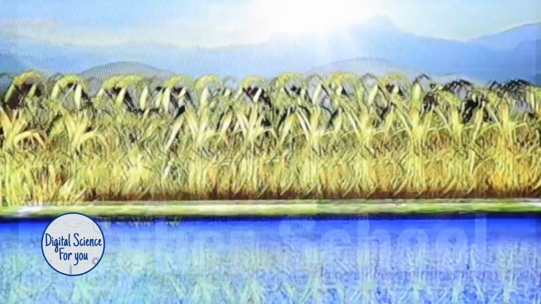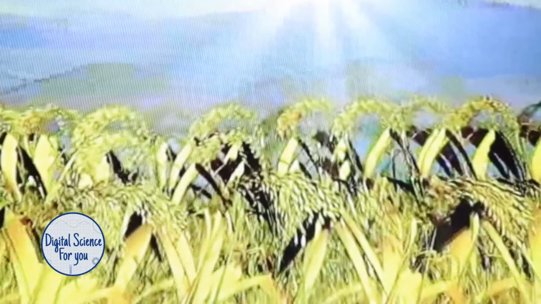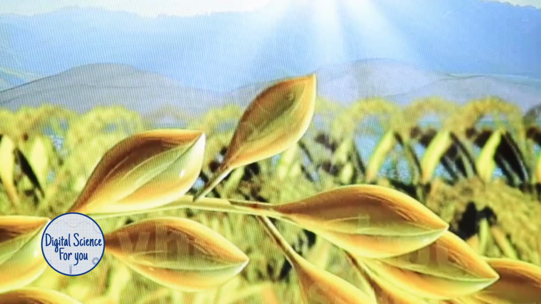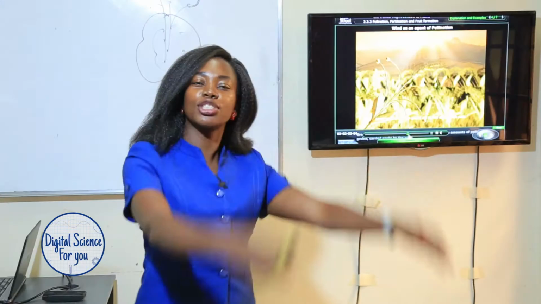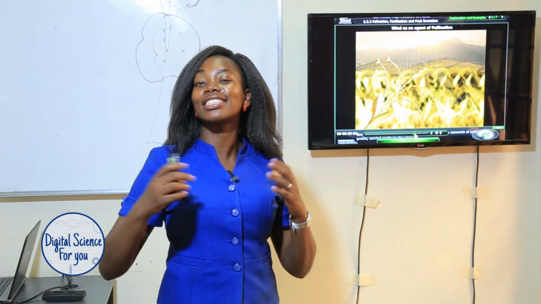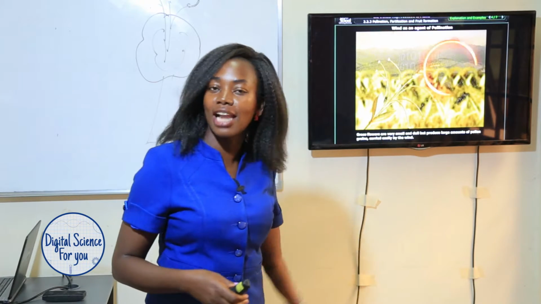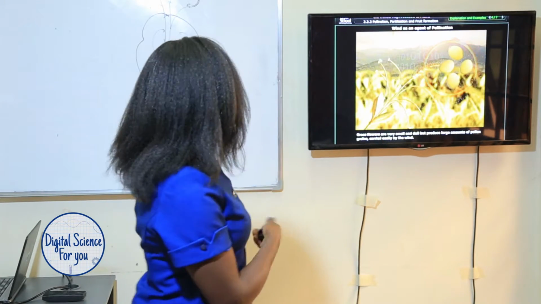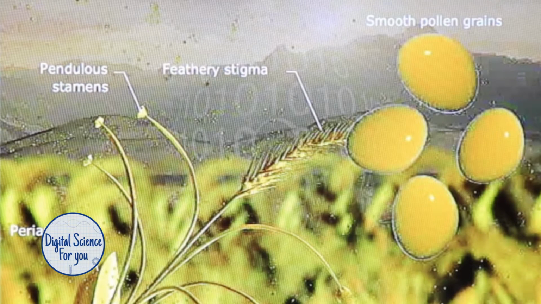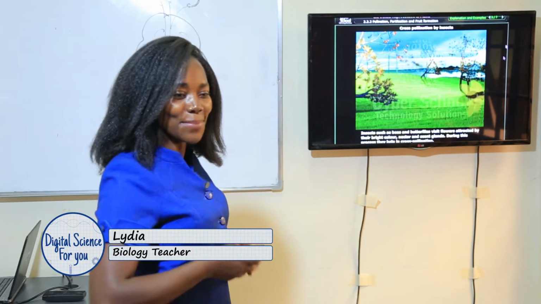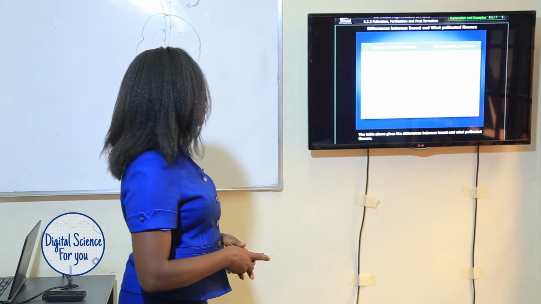Whereas the wind pollinated flowers produce large amounts of pollen grains, because they are going to be blown in the wind, and to increase the chances of pollination, they have to be a lot. Of course, some of them may not land on any stigma. Some of them may not land on any stigma, thus pollination may not take place. So really, I think all of you can agree that digital science makes biology very interesting, the most interesting subject you can study.